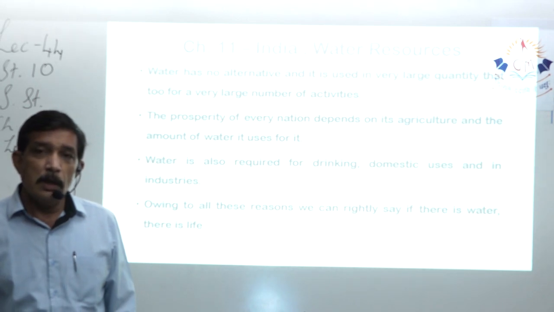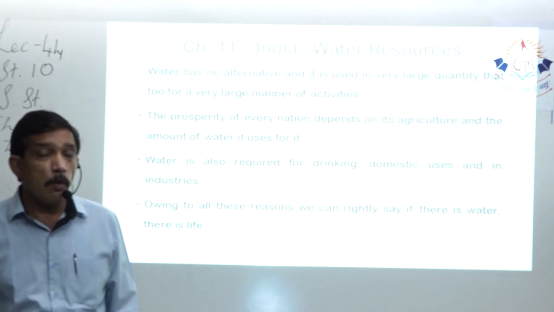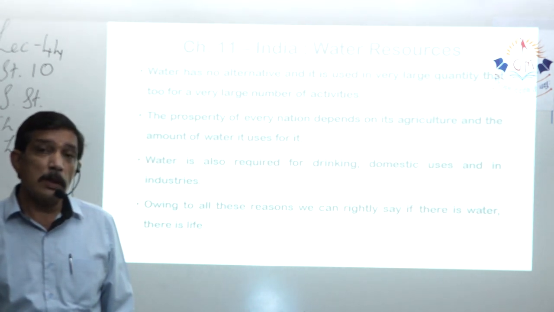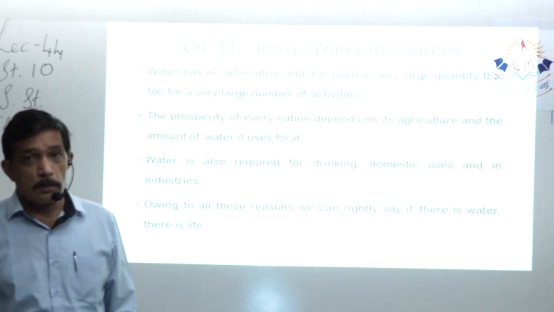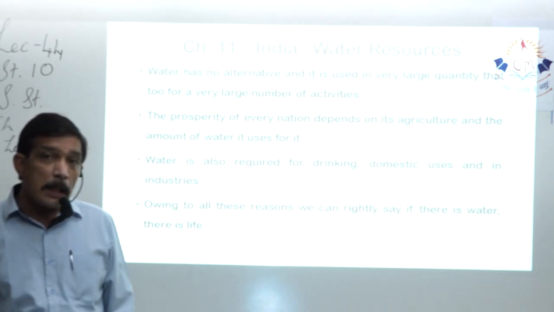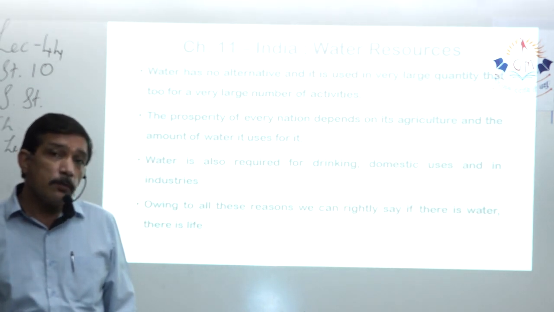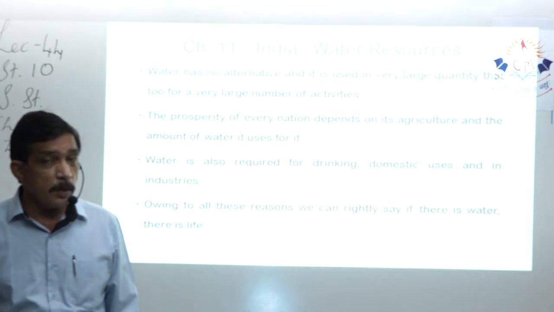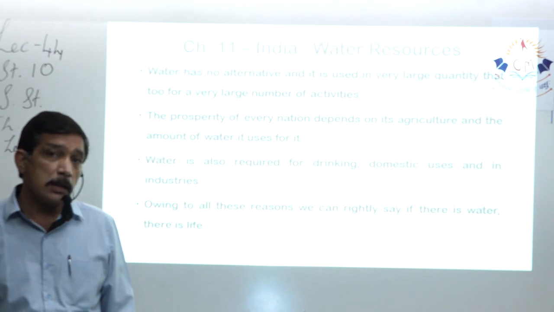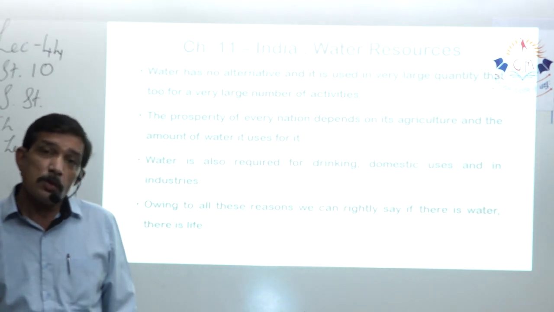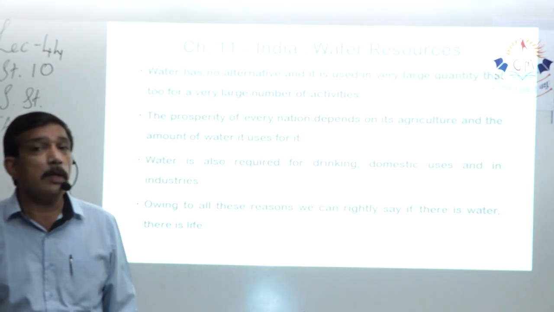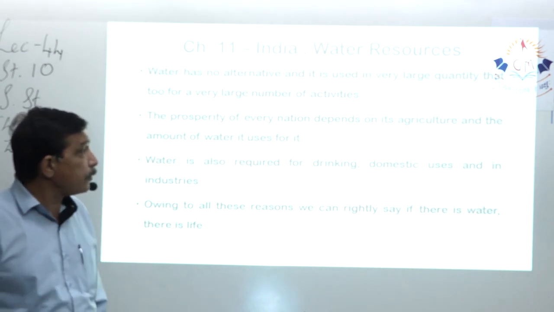For example, when you're thirsty, you drink water. That is your direct requirement, your direct use of water. But indirect use: you eat food that is prepared by water. You use paper which is prepared by using gallons and gallons of water. So directly or indirectly, we need a huge quantity of water for carrying out various activities of our life.